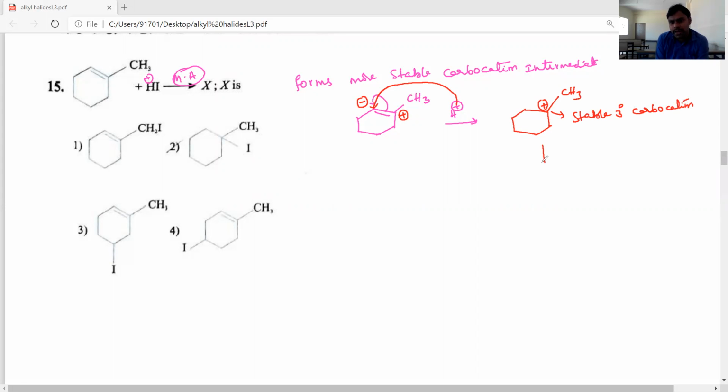Okay, the next step we have to add I minus. This I minus is added at the tertiary carbon. Now the final product is 1-iodo-1-methylcyclohexane. Second option is correct. This kind of question is also very, very important. Okay, let's go for the next question.